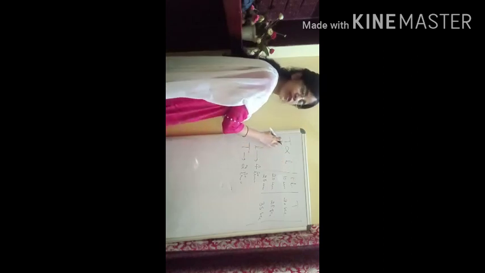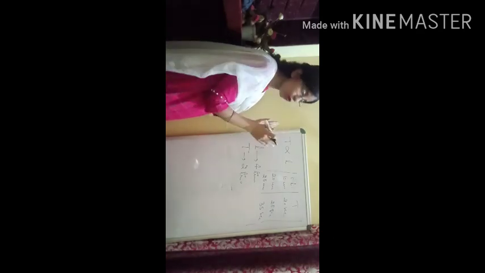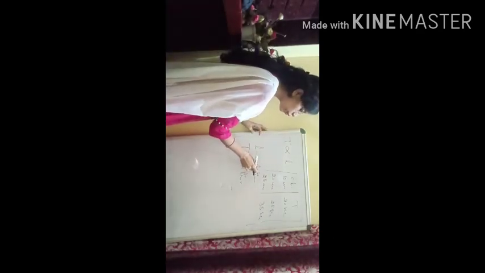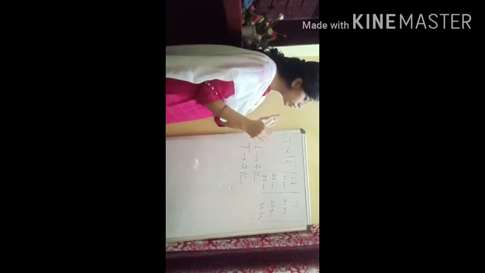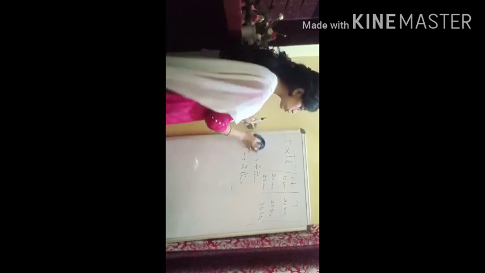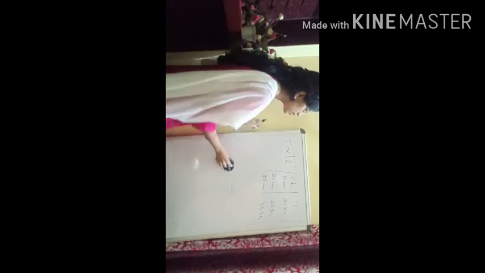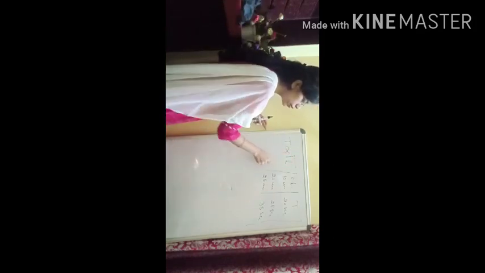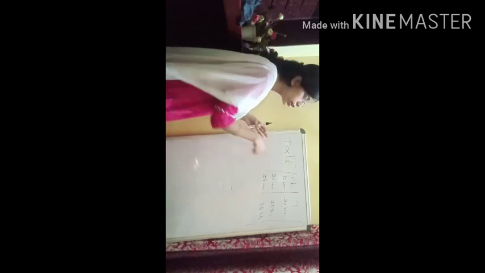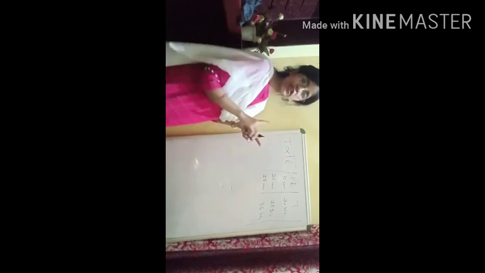So it's not that as the length increases 4 times, the time period will also increase 4 times. No, when the length increases 4 times, the time period will increase twice. So that's how we have come to the conclusion that it depends on the square root of length. When you put 4 here, the square root will give you 2. If you put 16 here, the square root will give you 4. If you put 25 here, the square root will give you 5.